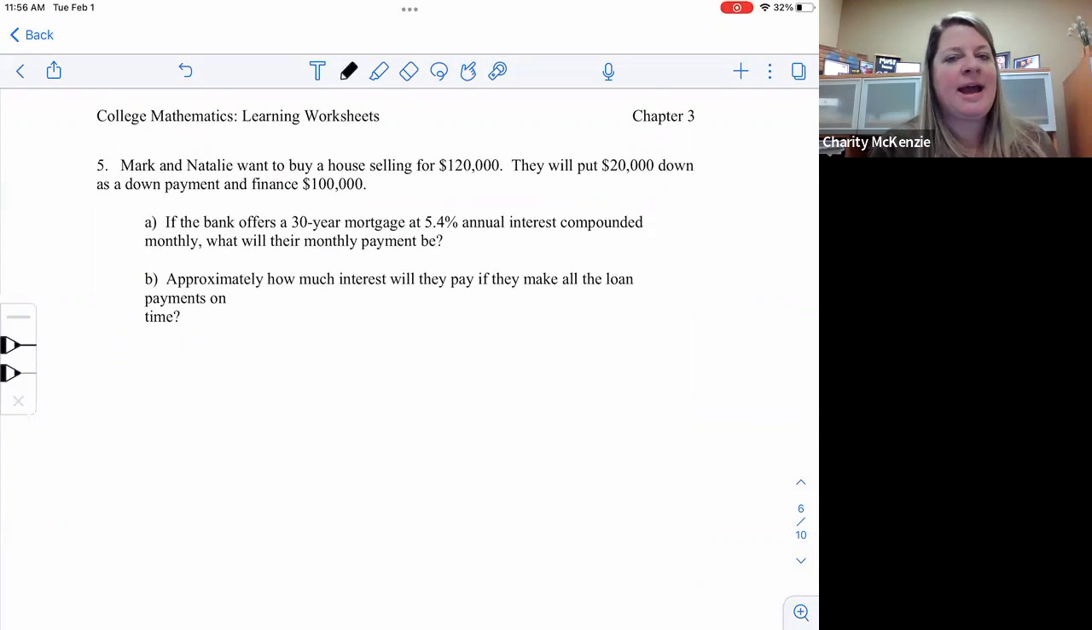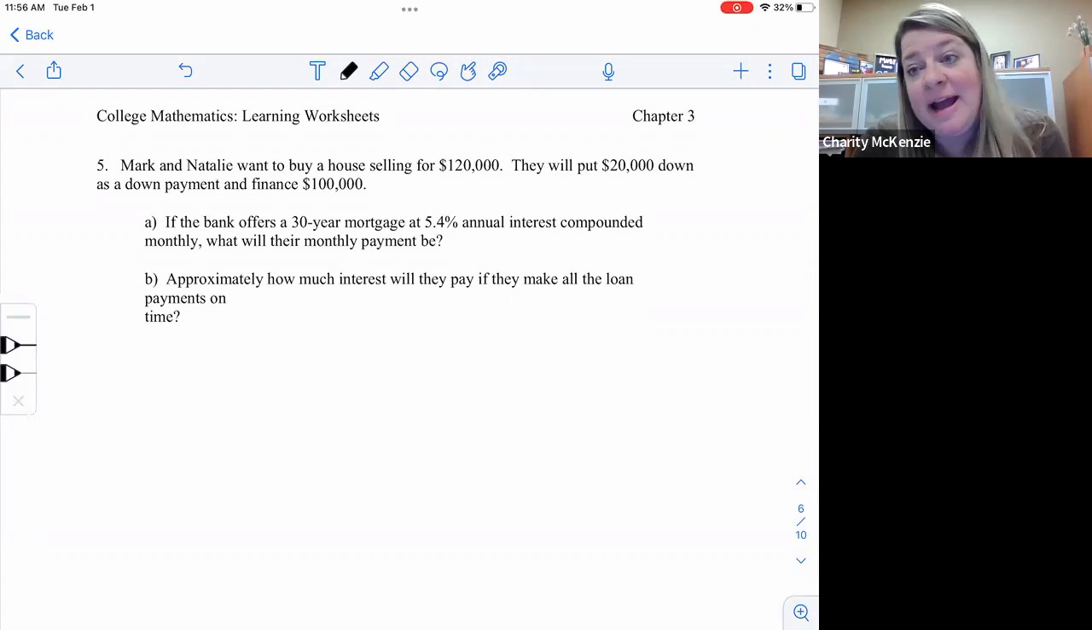Mark and Natalie want to buy a house selling for, yeah, let's do a house for sure. They will put 20,000 down and they will finance. So what's it called when I buy a house and I have to borrow money? It's called a mortgage, right? So if you ever hear the word mortgage, it's just a loan for your house.